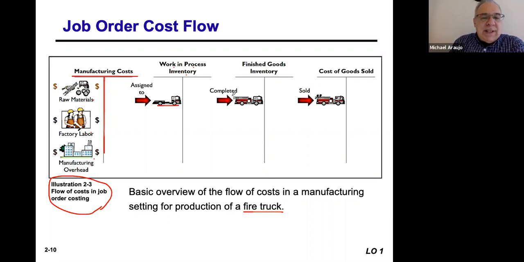Once it's completed, it looks like a fire truck, and thus this particular company is ready to have that fire truck available to sell to customers. So it's going to be part of their finished goods inventory. Once they actually sell it to the customer, whatever customer buys fire trucks, they will put that into their cost of goods sold, showing that it's done. So this illustration is really critical in understanding what we're doing here. And it's important for you to know what each of these particular steps are and what they mean.